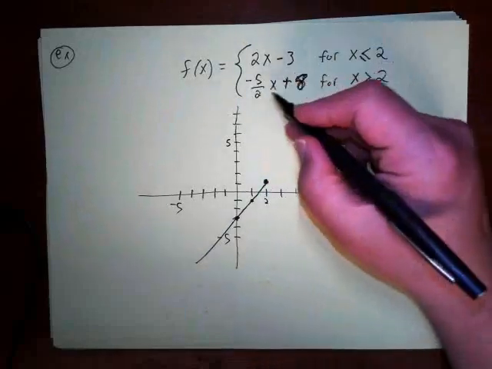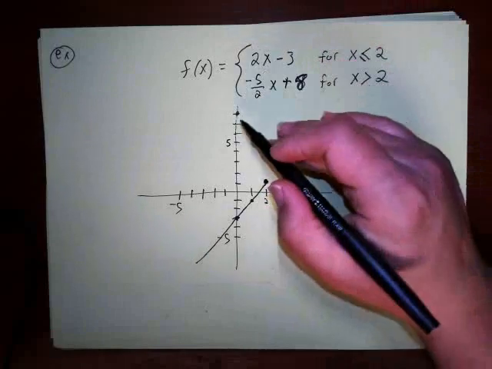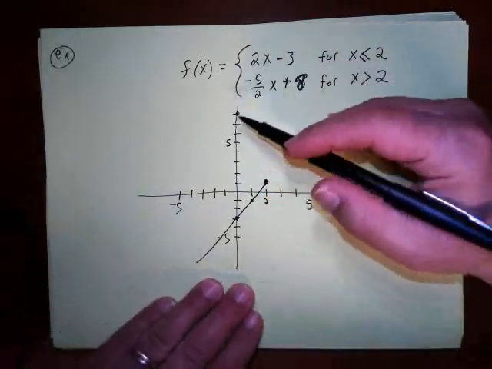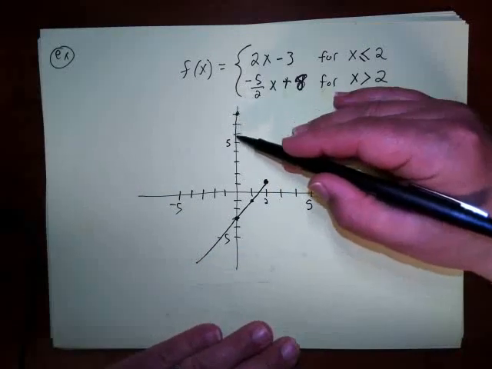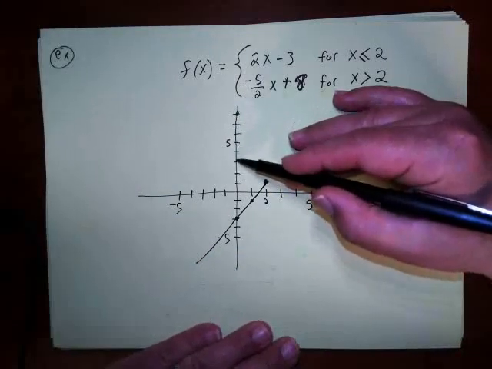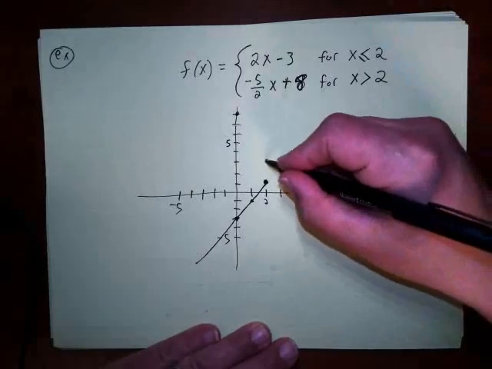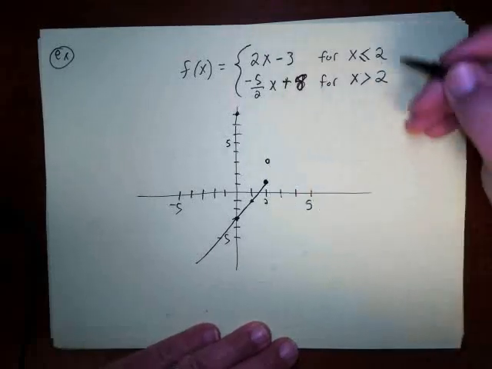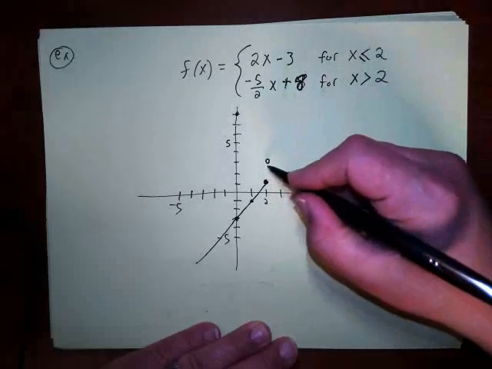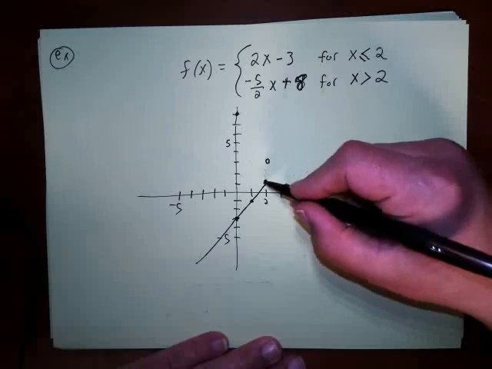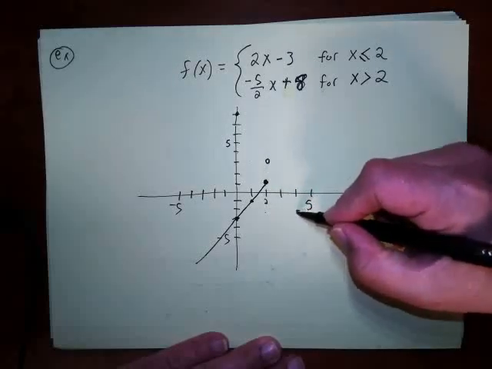Okay, so here what I'm going to do is, for everything greater than 2, this is going to be the function, right? So I have a y-intercept here at 8, and then it looks like I'm going to go down 5 for every 2 I go over. 1, 2, 3, 4, 5, and then go over 2. And this is actually going to be the first point on the graph, because that's where it starts at 2. But that's an open circle. Okay, so 1, 2, 3, 4, 5, and then over 2. So there's another point on my graph.